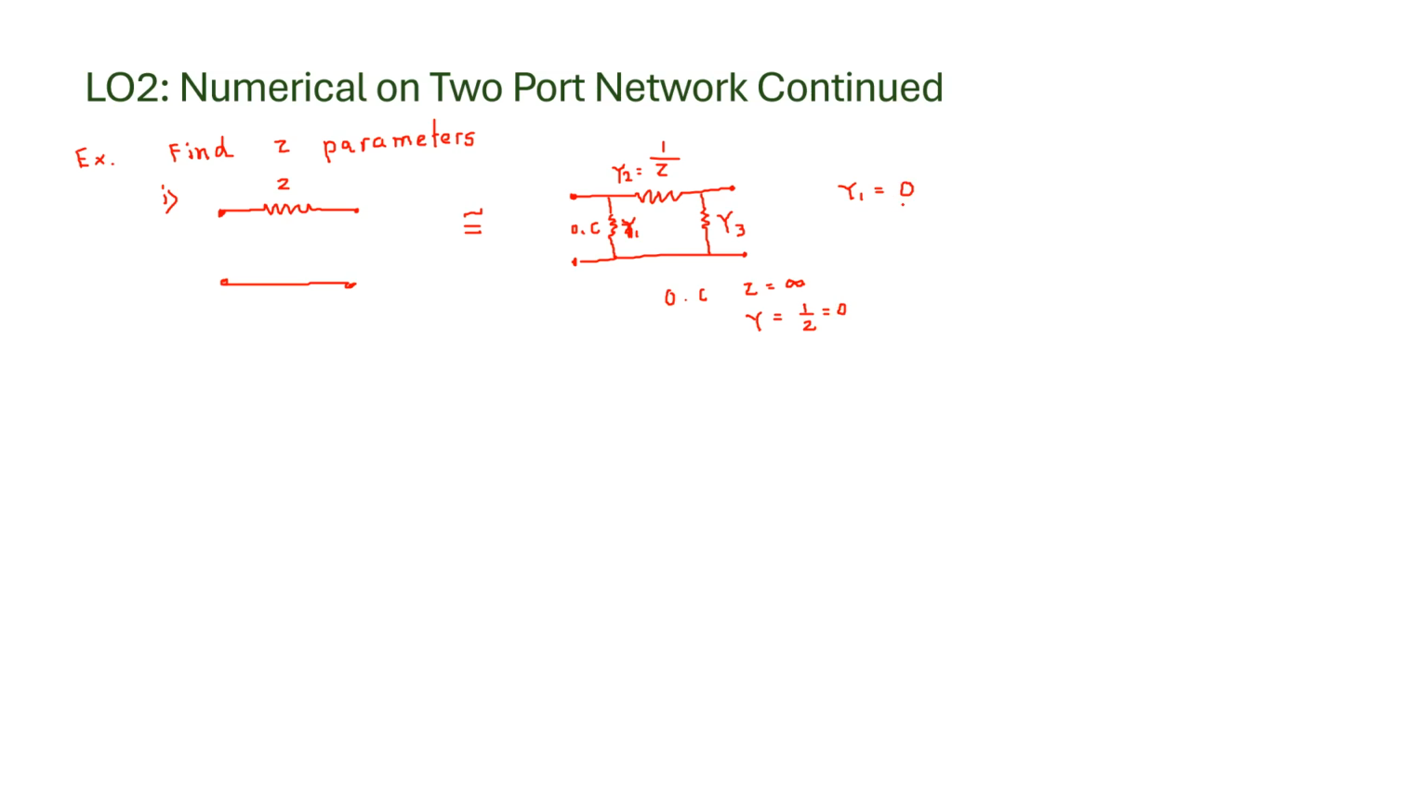What do you mean by y1 being 0? Admittance 0 means it is as good as an open circuit. Similarly, here also we want an open circuit. At this point there is no resistor, but we have included one, and its value should be such that it behaves like an open circuit. So the impedance will again be infinity here, and the y3 value will also be 0. Now we can find the y parameters of this circuit.